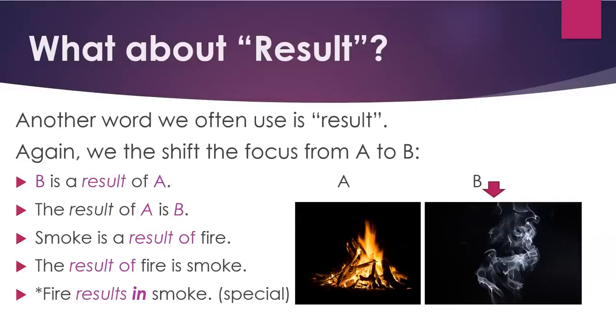Another word we often use is result. Again, we shift the focus from A to B. B is a result of A. The result of A is B. For example, smoke is a result of fire. The result of fire is smoke. Now, in English, we have a special case with the words result in or results in. Fire results in smoke. This is a special meaning, which means fire causes smoke.